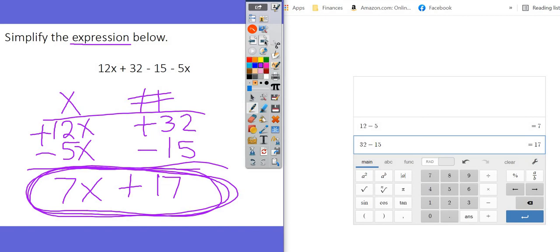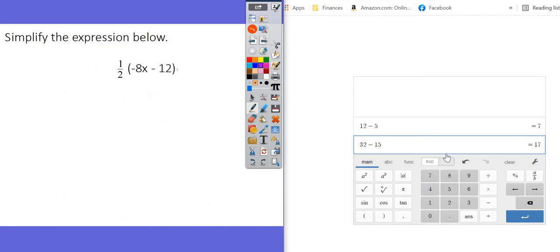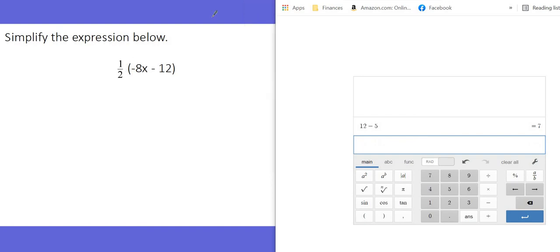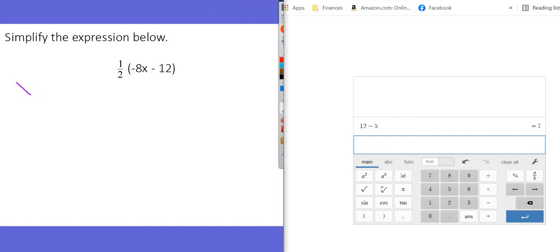Now let's look at something a little newer. This has parentheses in it. So when something has parentheses in it, that means we are going to distribute, or as we like to say, the unicorn farts. So we're going to go from here to here and here to here. So let's think about this first thing.